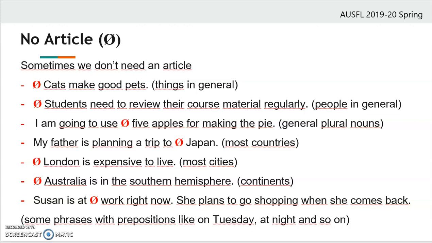With countries, cities, and continents, we don't use articles. You see an example sentence for each. We don't use articles before some phrases with prepositions as well. Examples might be on Tuesday, at night, at work. We don't say at the night or at the work.